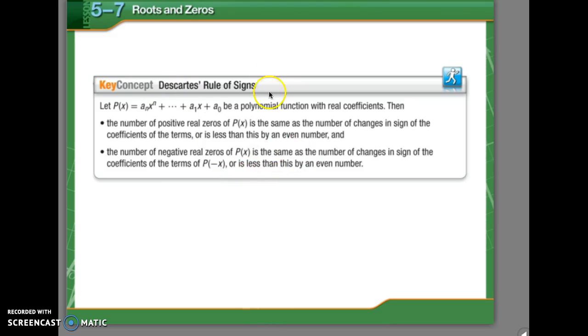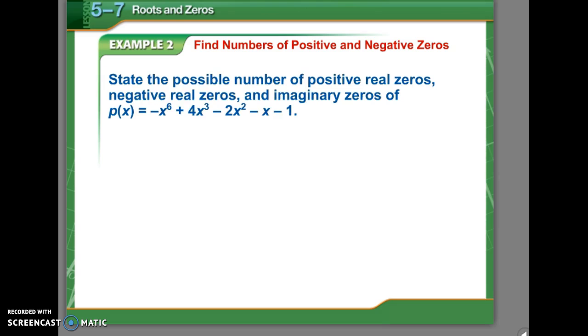This might be a helpful rule for you guys. I don't really remember learning this when I was in high school, so it's probably not super important, but it might help you a little bit here and there. Our example 2, we're going to apply that Descartes' rule. It says we need to state the possible number of positive zeros, negative real zeros, and imaginary zeros for this polynomial p of x.